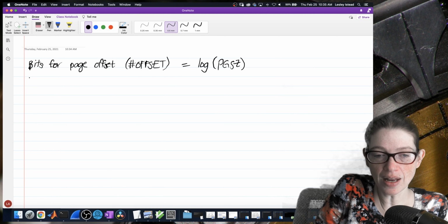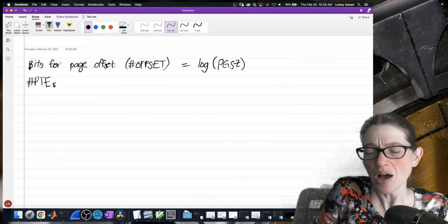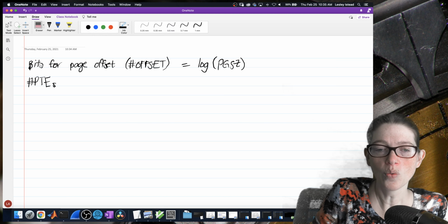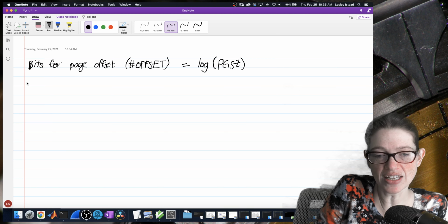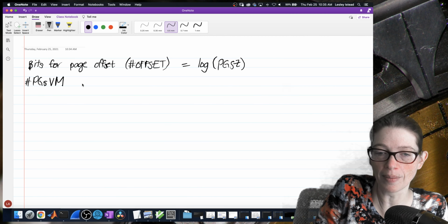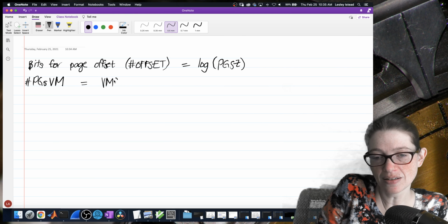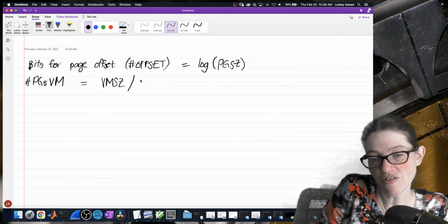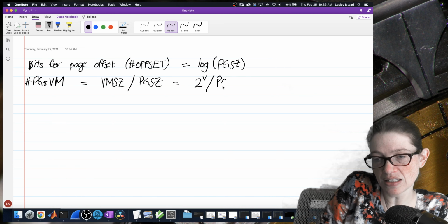And to figure out the number of page table entries we have, well, we don't want to call it that now because we're going to be trying to figure something else out. What I really want to know is how many pages I have. So the number of pages in virtual memory: how many pages are in our virtual memory in total? That is going to be the VM size divided by the page size, which is really equal to 2 to the V divided by your page size.